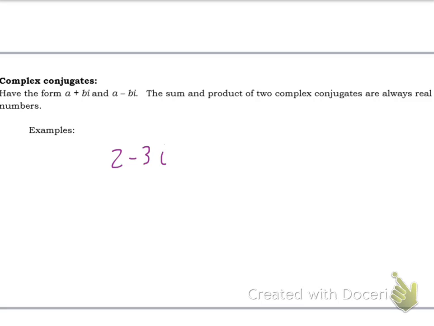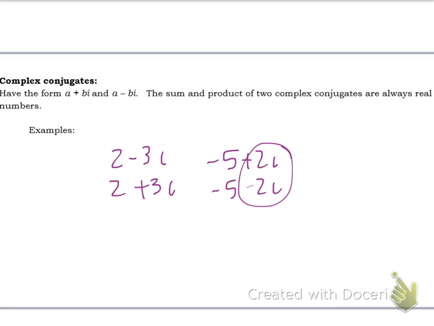So if I have a 2 minus 3i, I also have a 2 plus 3i. If I have a negative 5 plus 2i, I also have a negative 5 minus 2i. You always flip the thing that's attached to the imaginary, so when we go to multiply them, my i's will disappear. Okay, it's the conjugate of it.